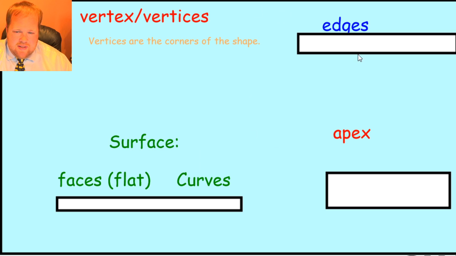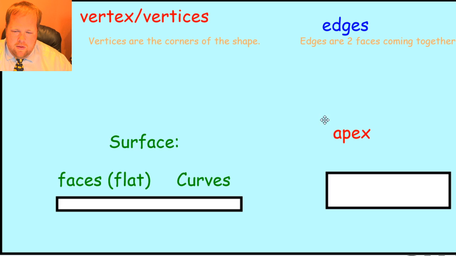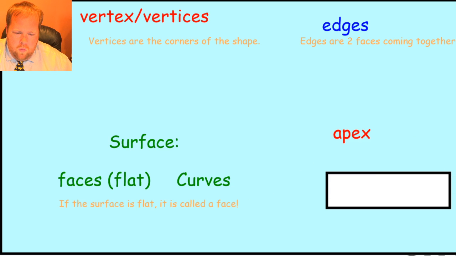All right, edges. Edges are two faces coming together. Wait, what? You keep your face over there. A face, a flat edge, or a curve will help define what the surface looks like. If the surface is flat, it is called a face.